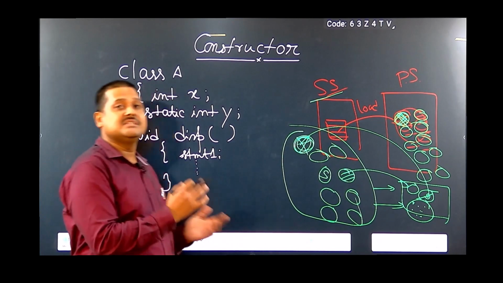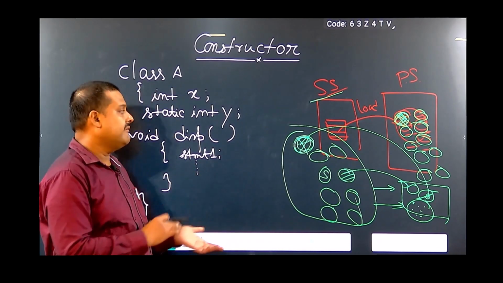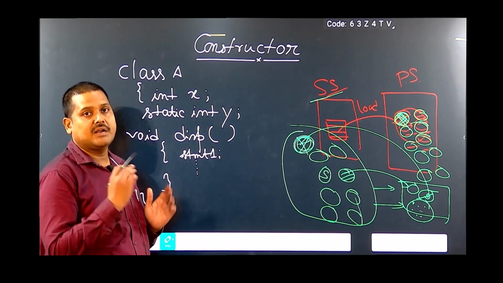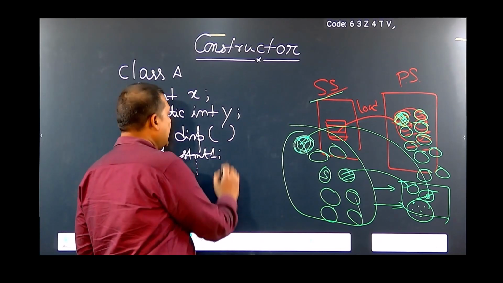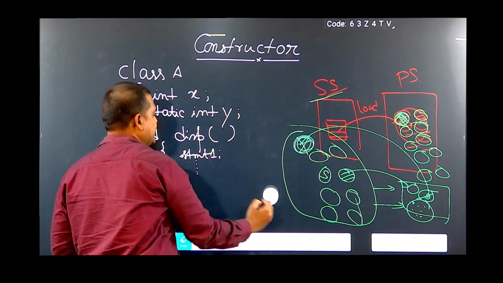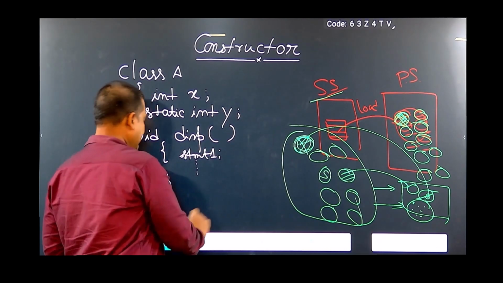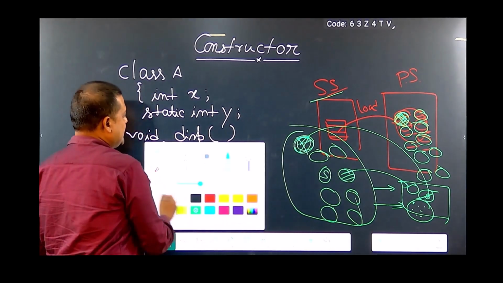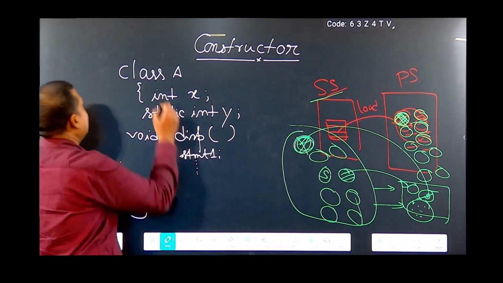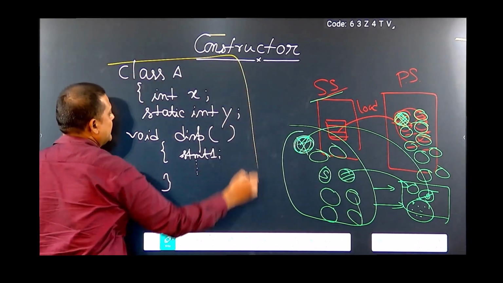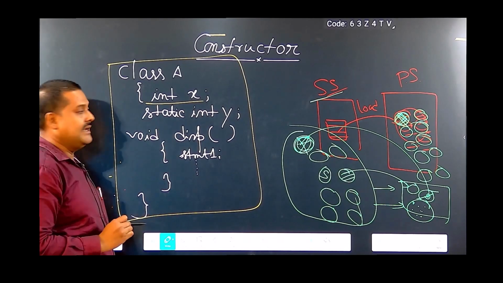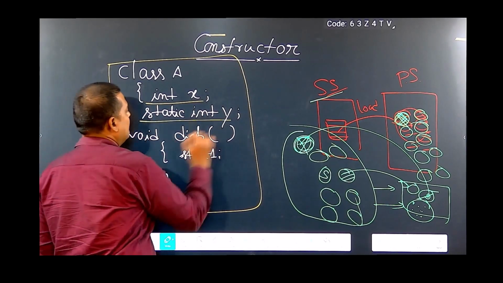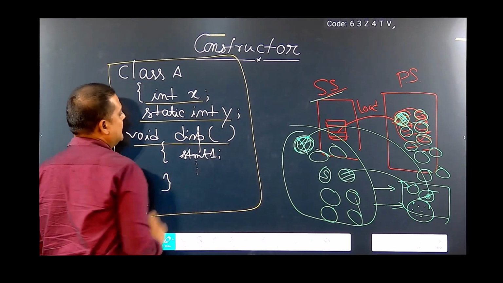So, everything is designed before, and whatever is required at the runtime will be loaded in the primary storage. Now, here we have an example. This is the template. For this template, this is a class A, and this is a variable int x, this is a variable y, and this is a method disp.